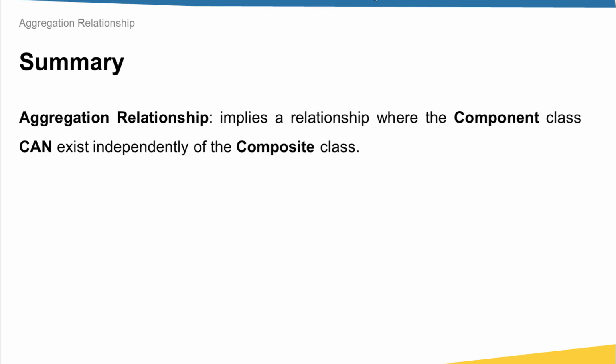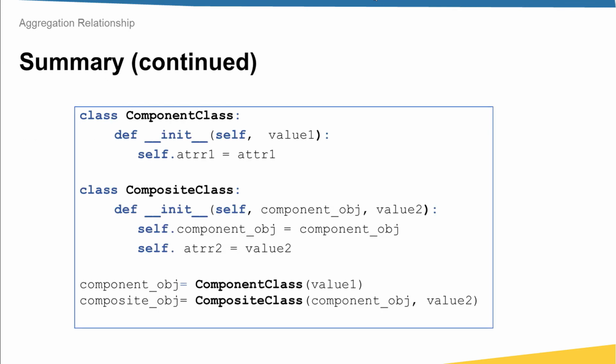Now let's recap what we have learned in this lecture. Mainly, we've talked about aggregation relationship, and we see that in this relationship, the component class object can exist independently of the composite class. In order to implement this relationship, you have to define two classes, the component and the composite class. And as we have seen, defining the object of the component class can be outside of the composite class because it can exist independently.